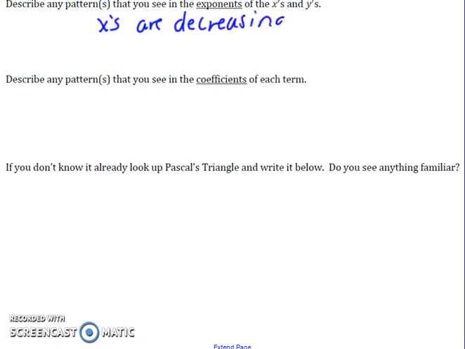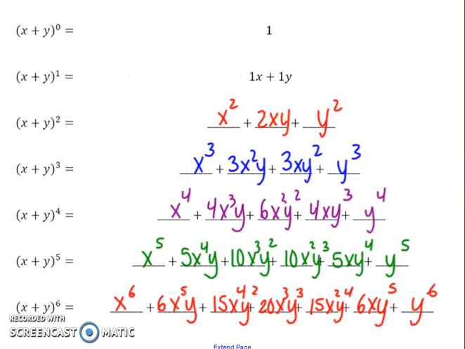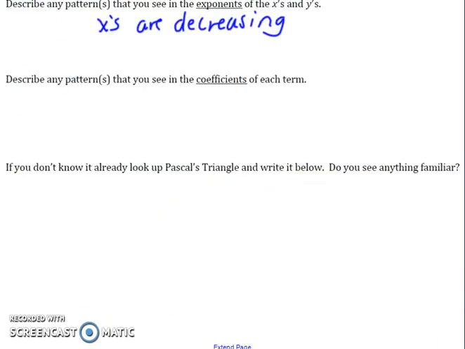And if we look at the y's, in the first example, x plus y to the first, we have no y first, and then we have a y. In x plus y squared, there's no y to the first, y to the second. In the third one, we have no y, y to the first, y to the second, y to the third. X plus y to the fourth gives you 0 y's in the first spot, then y to the first, y to the second, y to the third, y to the fourth. So all of the y's are increasing here.